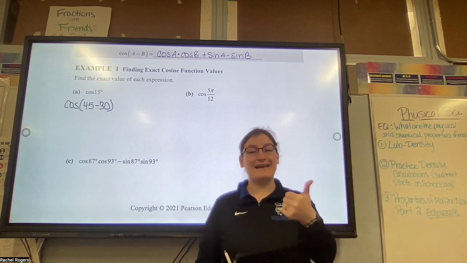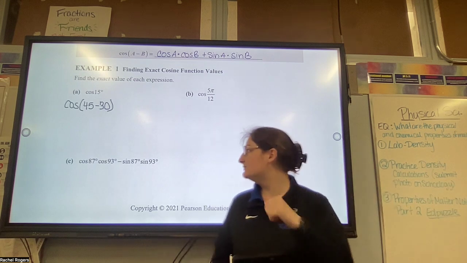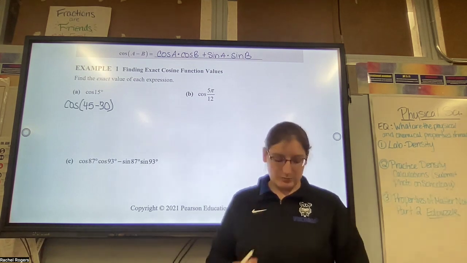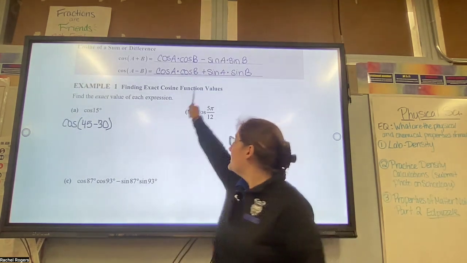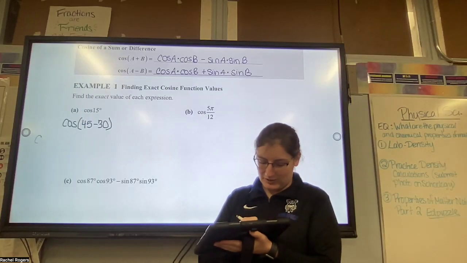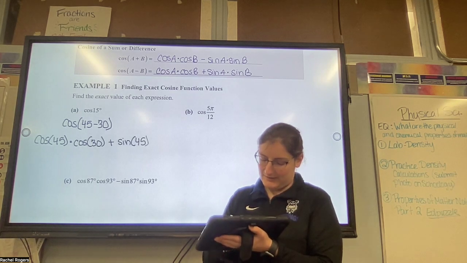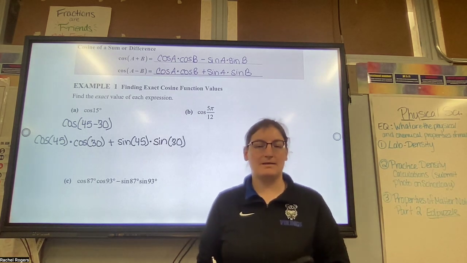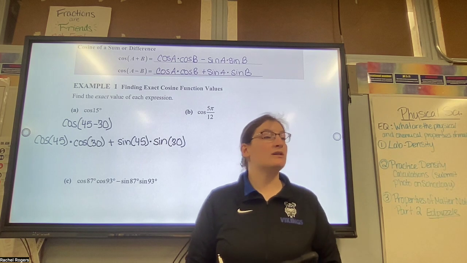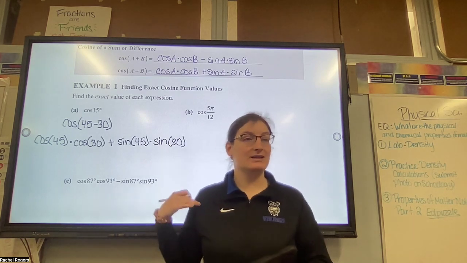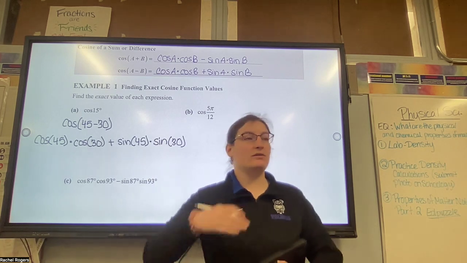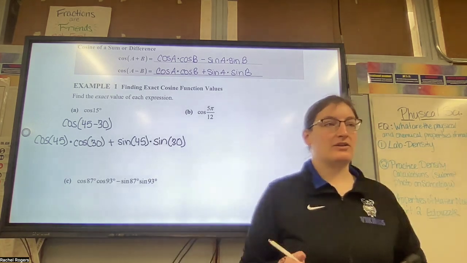Okay, so our 45 is A and 30 is B. Now we just need to put it into our difference identity. So this will end up being the cosine of 45 times the cosine of 30 plus the sine of 45 times the sine of 30. Okay, because your calculator will just give you a decimal. It won't give you the exact mathematical answer for these ones. And that's what we want: the exact answer with all of the square roots and rationalized denominators and everything.